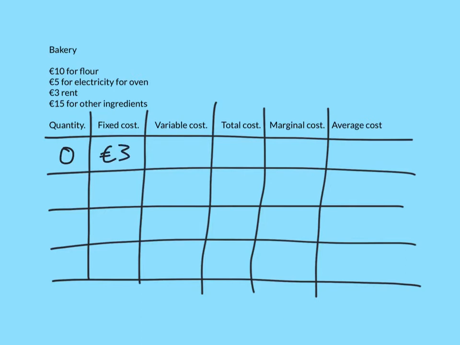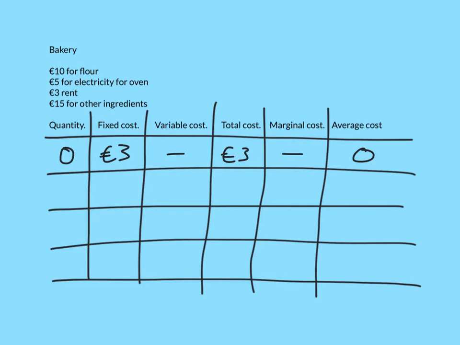So we still have to pay €3. We won't have a variable cost. Our total cost will be €3. Our marginal cost we won't have, because we're talking between the difference. Marginal cost is the difference between 0 cakes and 1 cake, and our average cost per cake then is 0. Okay, and our average cost is our total cost divided by the quantity of cakes made, and in this case our quantity is 0.